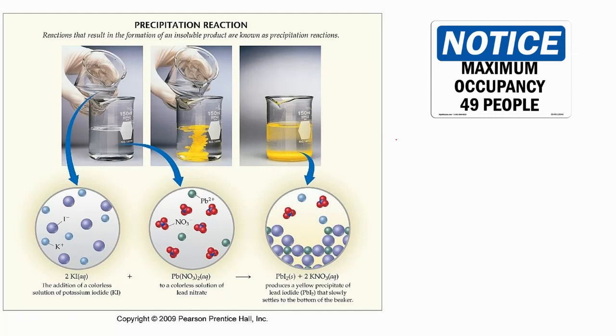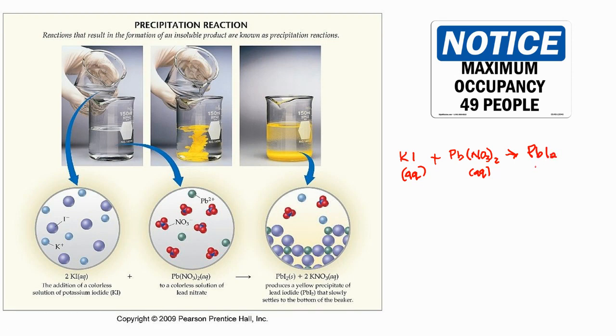If I take a solution of potassium iodide, KI, and I react it with a solution of Pb(NO3)2, that's lead(II) nitrate, both of these are aqueous solutions. Put them together, and you start to see this yellow stuff. And yellow stuff is a solid. And the solid is PbI2.